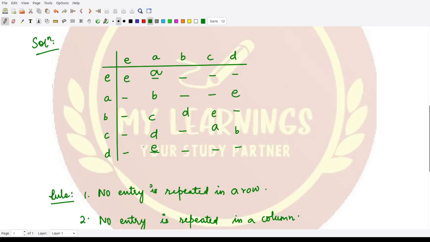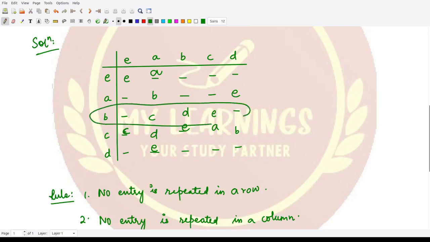Now let's proceed to some other column or row. Let's see which one we can fill up first. So let's take this particular row now. You have A, you have B, you have D. So C and E are left behind. Let's fill up those C and E. You see E cannot come here because E is already present. So E would definitely come here and the remaining C would come here, right? So we have also filled up this particular row.